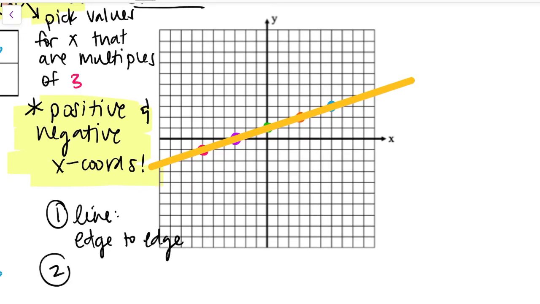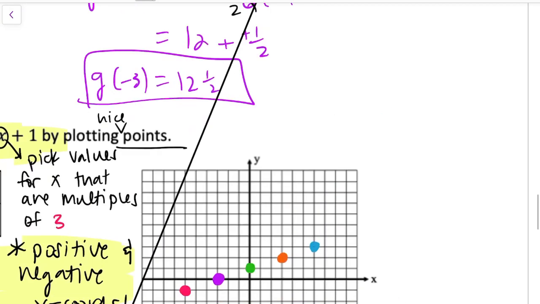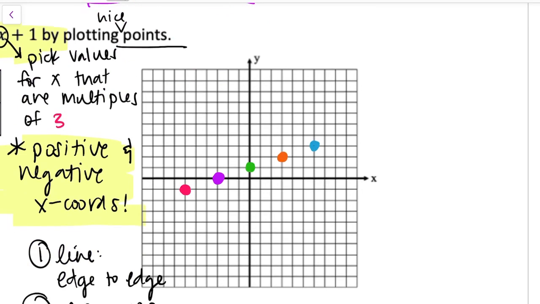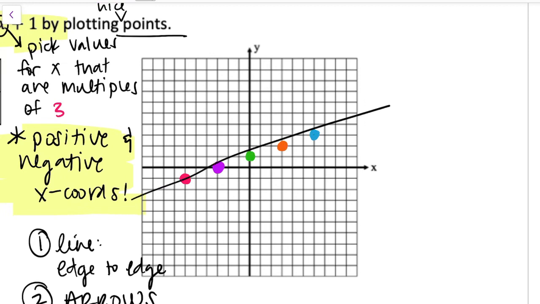And then rule number 2, it needs to have arrows because our graph doesn't stop at the end of our picture. Our graph goes on forever and ever and ever. And so we need to indicate that by arrows. Use a ruler so that your line looks better than mine. But so number 1, draw your line from edge to edge. And number 2, it needs to have arrows.